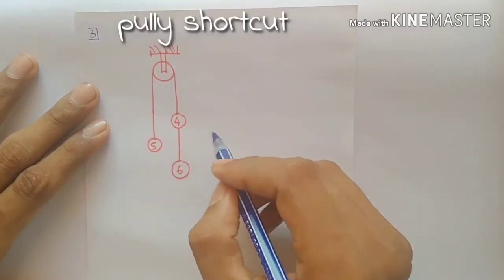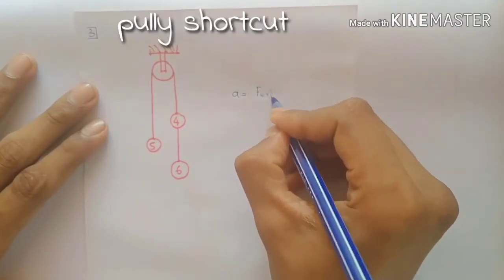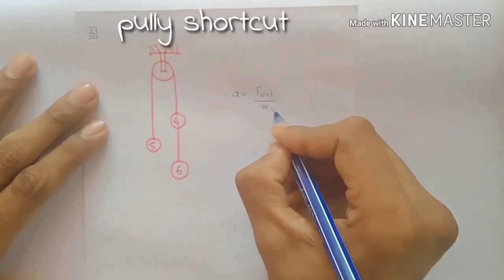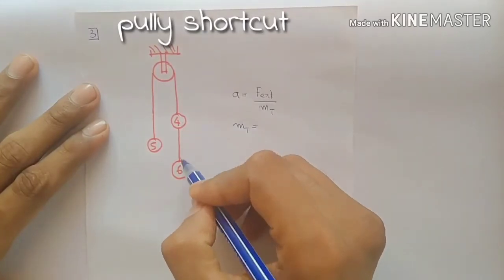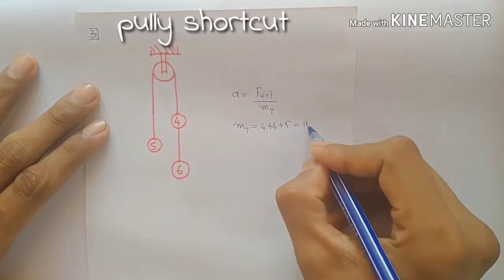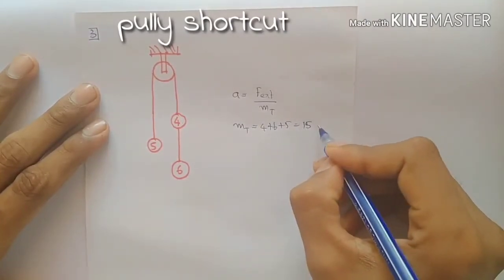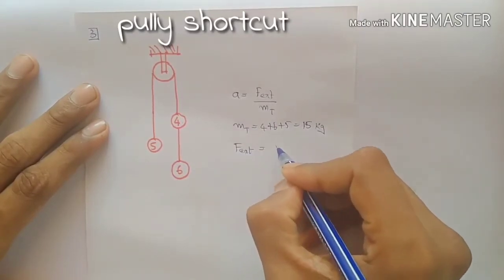Initially we will write the formula. Acceleration is equal to the total external force divided by total mass. What is the total mass in this case? Total mass is 4 plus 6 plus 5, that is equal to 15 kilogram. Clear? 15 kilogram. Then we have to find the total external force.